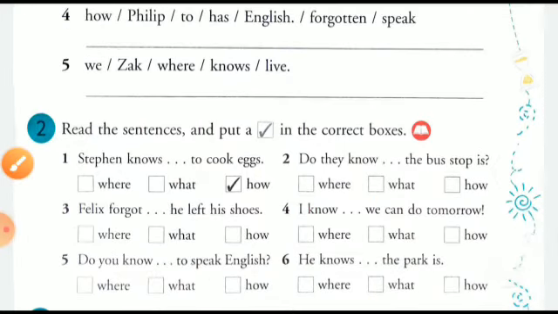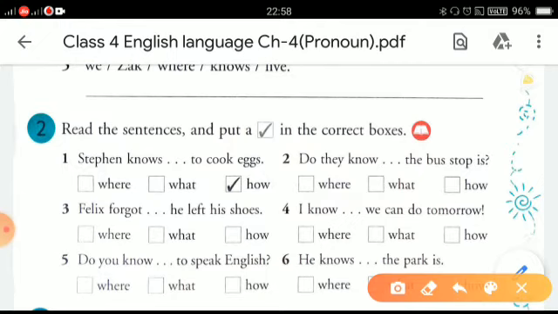Now the last exercise of this chapter. Read the sentences and put a tick mark in the correct boxes. Let's do it. Stephen knows how to cook eggs. That is already done for you. Second one is, do they know where the bus stop is? When we ask any question about any place, we use the word where. Felix forgot where he left his shoe. Again, talking about a place.